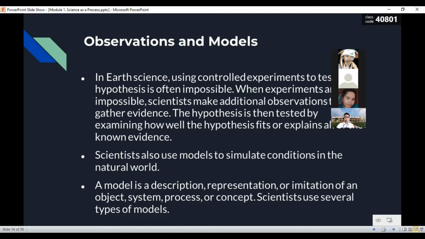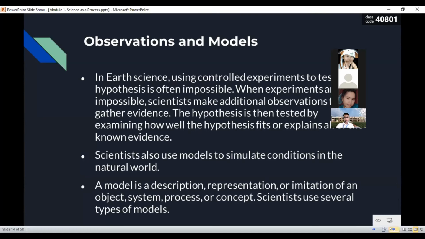Scientists also use models. A model is a description, representation, or imitation of an object, system, process, or concept. Scientists use several types of models. These are the computer model and physical model. Kumbaga, ito yung kanilang visual way of linking theory with experiment, and they guide research by being simplified representations of a system that enable prediction.